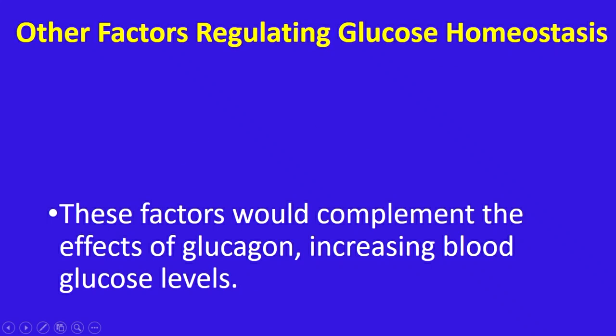Finally, let's discuss glucose homeostasis. So we discussed how glucose stimulates insulin secretion. Elevation of insulin level brings the glucose level back to normal. So what other factors can stimulate glucose level?